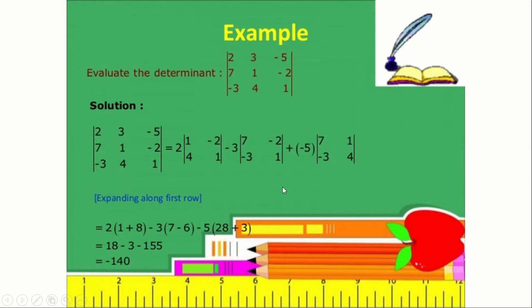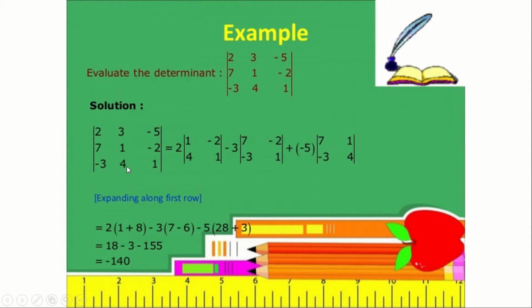Let us do a simple example of it. So this is the determinant which is given. We shall take the first row. First, 2. When 2 is considered, this row and this column will be deleted, and only these 4 elements will be remaining.